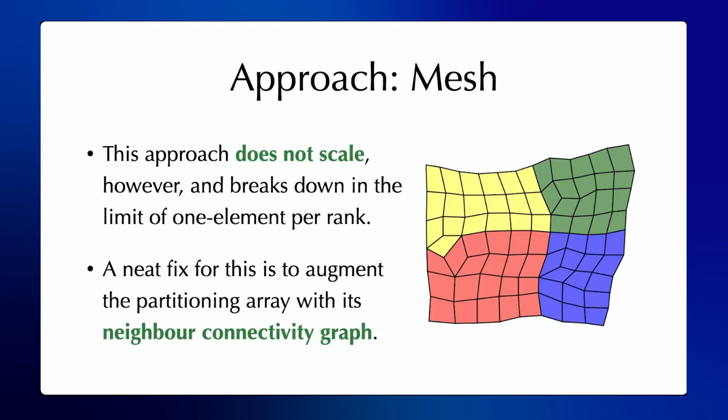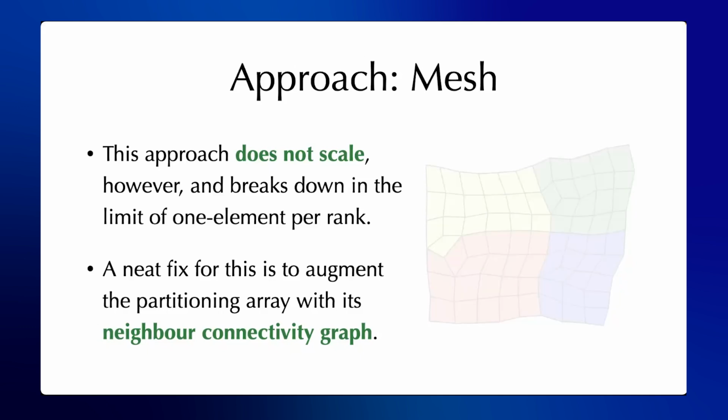What we do is we augment our partitioning array with its neighbor connectivity graph. So you see this particular mesh here. This has an associated connectivity graph. We say which ranks are connected to which other ranks. This is a really compact graph because in the case of a well-partitioned mesh, each rank only has a relatively small number of neighbors. So we'll associate with metadata who your neighbors are for each rank, and we'll attach that as metadata to the partitioning.